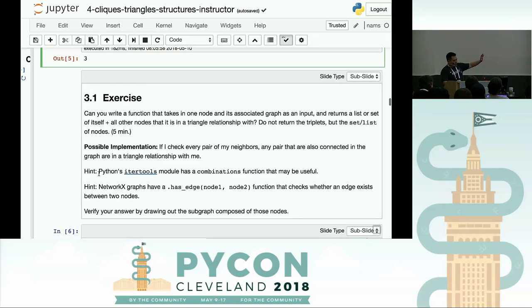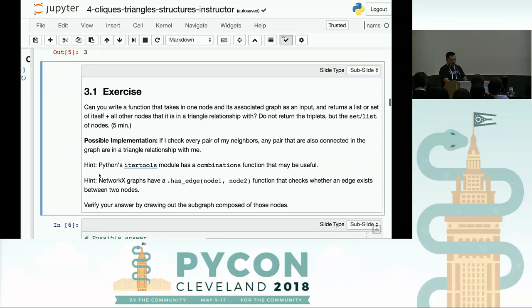So let's try this exercise here, which then figures out the set of nodes that are in a triangle relationship with a given node, right? So I pass in a graph, I pass in one node, and I want to know what are the nodes in this graph that are connected to this node that are in the triangle relationship with it. I want to return both those other nodes plus the node that I'm interested in, right? So give this exercise a shot.